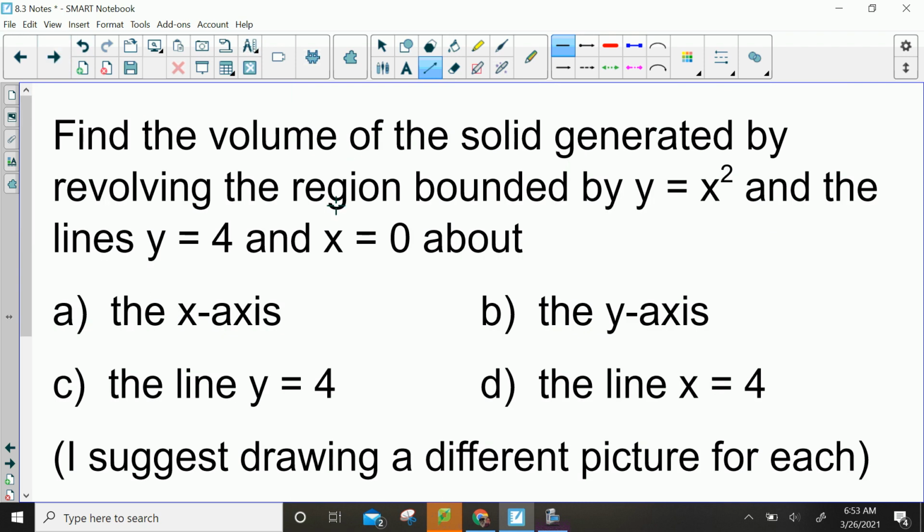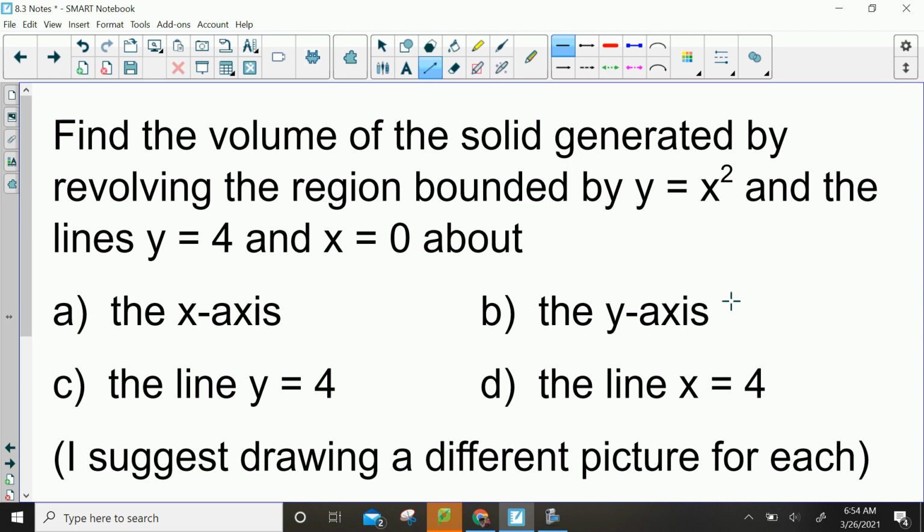So we are going to go through these in class. So what I would like you to do is set them up and make sure that you have them so we can do them in class. Okay? So you're finding the volume of the solid generated by revolving the region bounded by x squared and the lines y equals 4 and x equals 0. And we are doing it about the x-axis, then the y-axis.